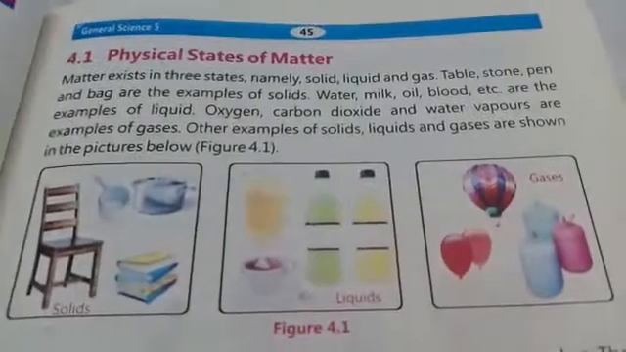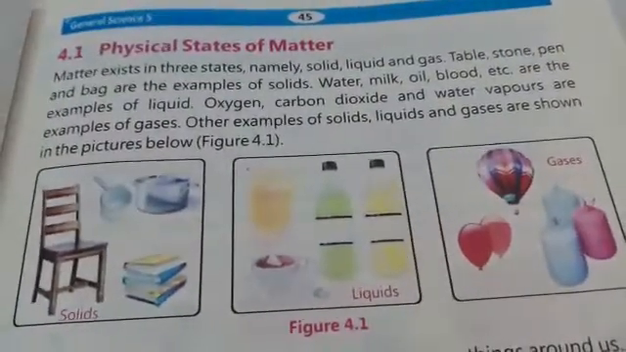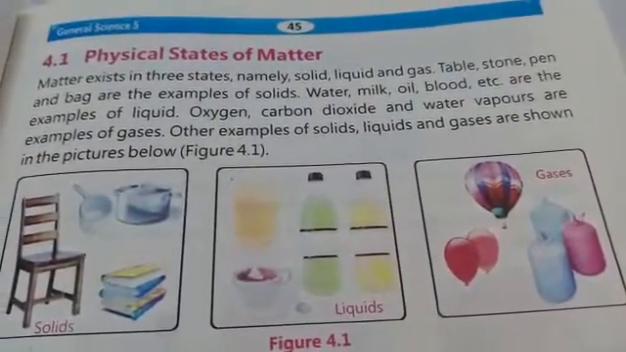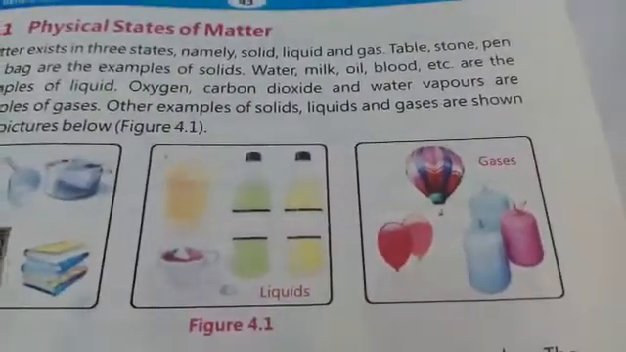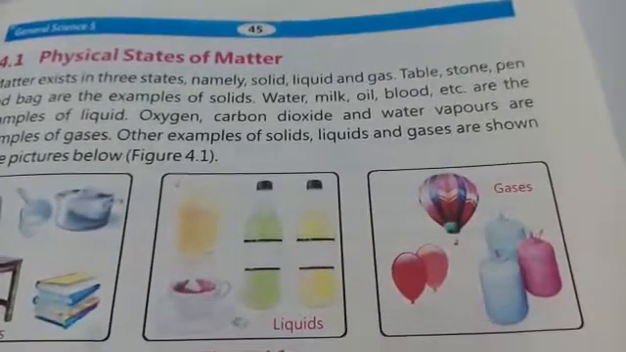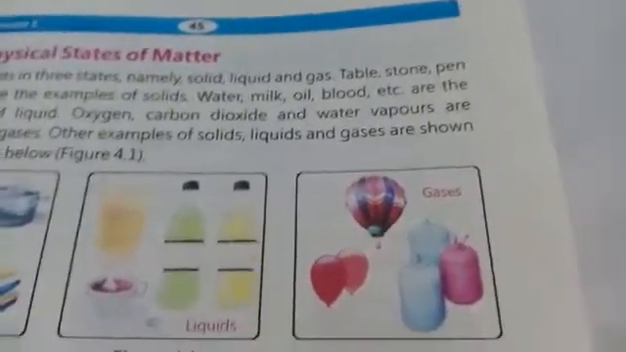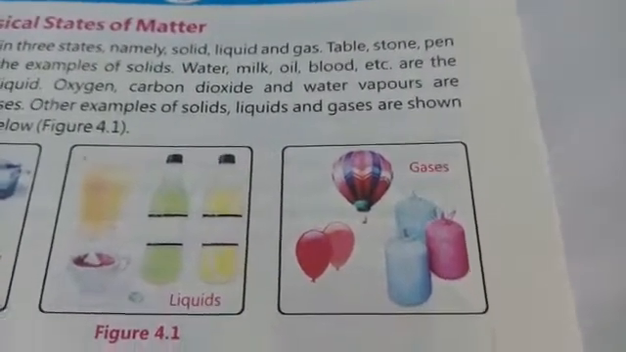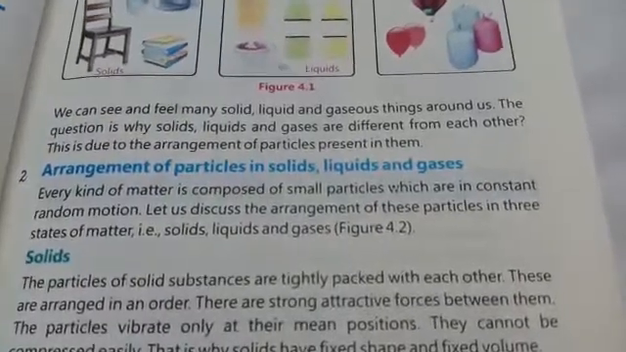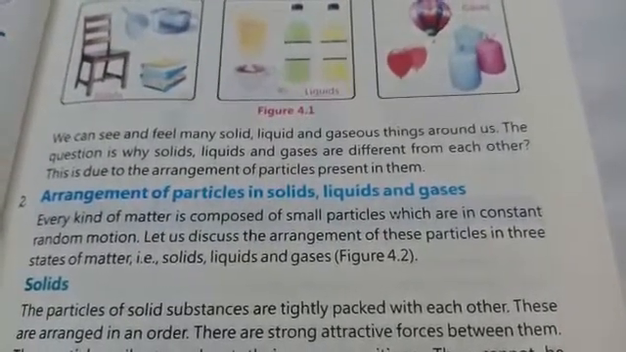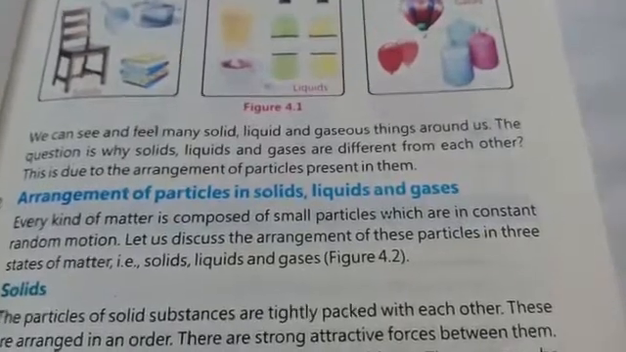Here are three pictures. In the first picture you see things that are solid: a chair, book, saucepans. These are examples of solids. In the second picture you see liquids, different liquids in a glass, in a cup, in bottles. In the third picture you see gases in balloons and in cylinders. Every matter is composed of small particles which are all the time in random motion.